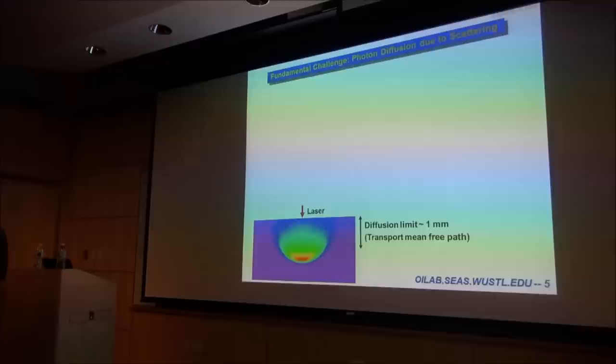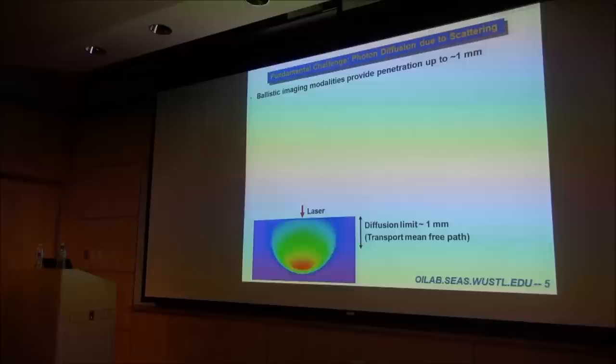This movie shows how photons scatter in biological tissue. You can see that within the first millimeter or so, there's a substantial amount of light that's still traveling as a group. That's the regime we define as the ballistic or quasi-ballistic regime, beyond which you have very few ballistic photons to work with. So we define that regime as the diffusion limit, which translates into about 1 millimeter, which correlates with the transport mean free path. That's the mean distance between equivalent isotropic scattering events in tissue.